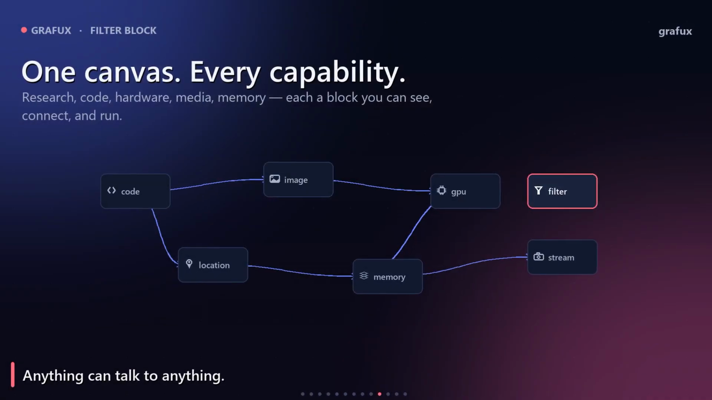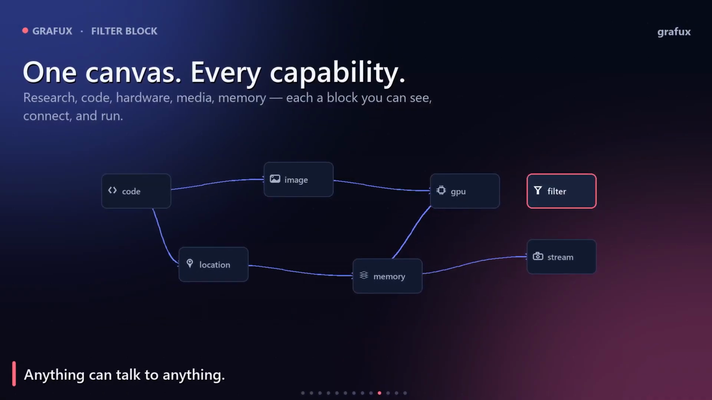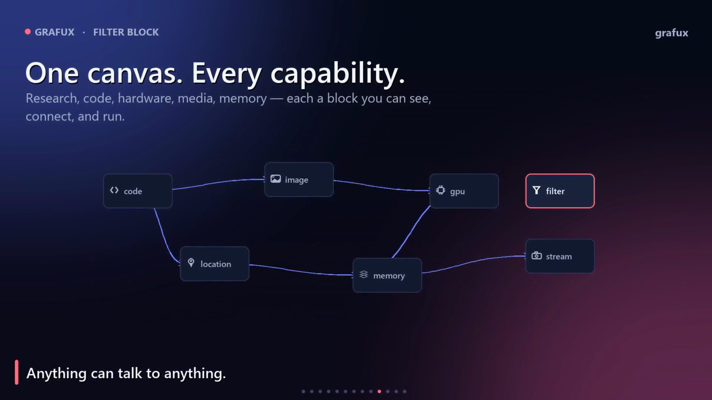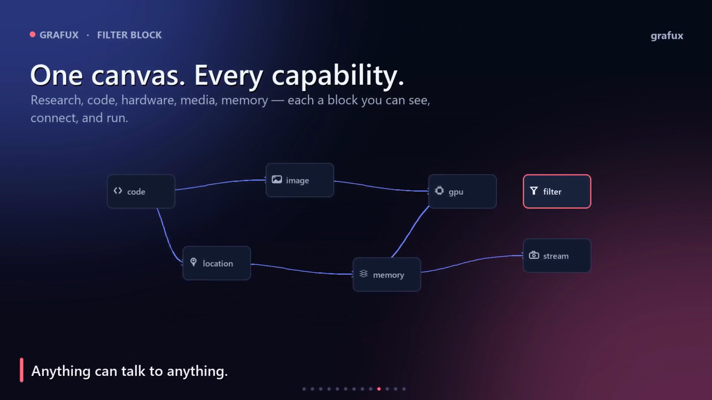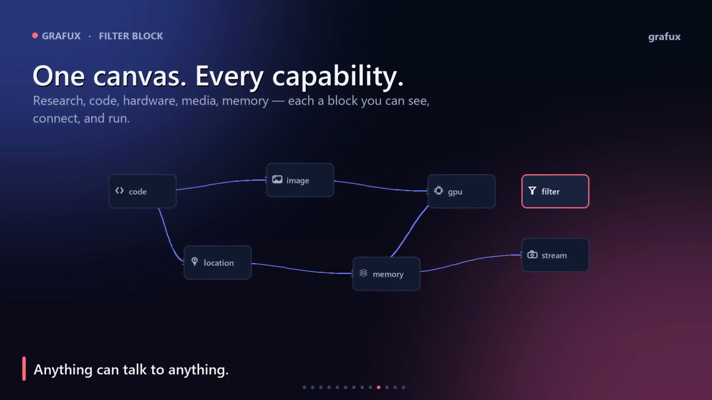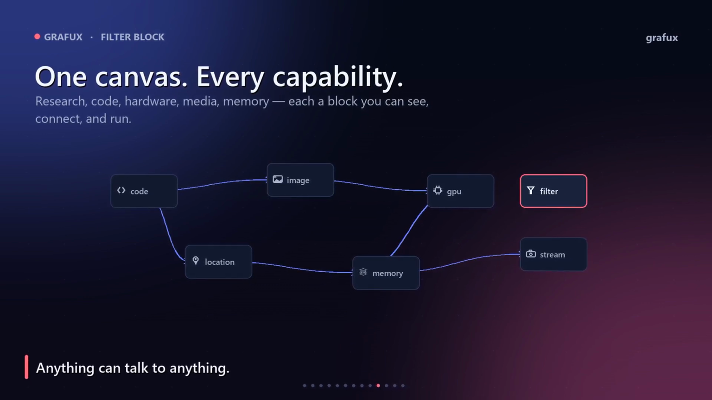And that's the real idea behind Grafux. Every capability you can imagine, research, code, hardware, media, memory becomes a block you can see, connect, and run. The filter block is just one piece of a canvas where anything can talk to anything. No glue code, no context switching. Just build. Start with a single block today and grow it into whatever you can dream up tomorrow.